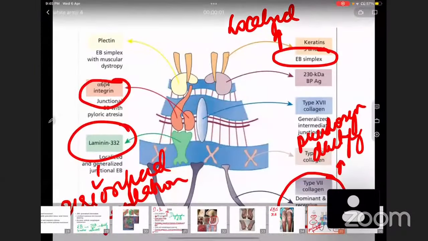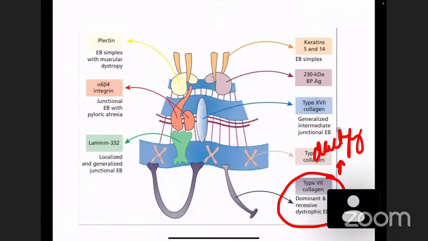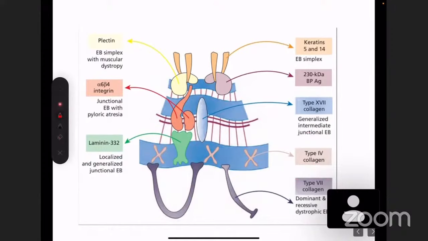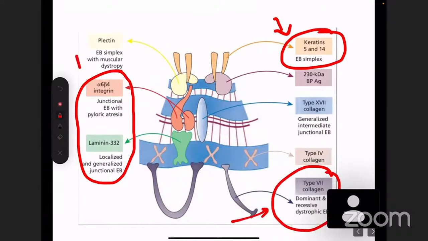Sorry, so this was what I was telling you about before. I think there was some problem with my audio. So this is just a summary of what we learned today, a diagram summing up all the types of epidermolysis bullosa. The three types which we need to remember are epidermolysis bullosa simplex, which is caused by keratin 5 and 14; these two genes, integrin and laminin, which cause junctional EB; and type 7 collagen, which causes dystrophic EB.